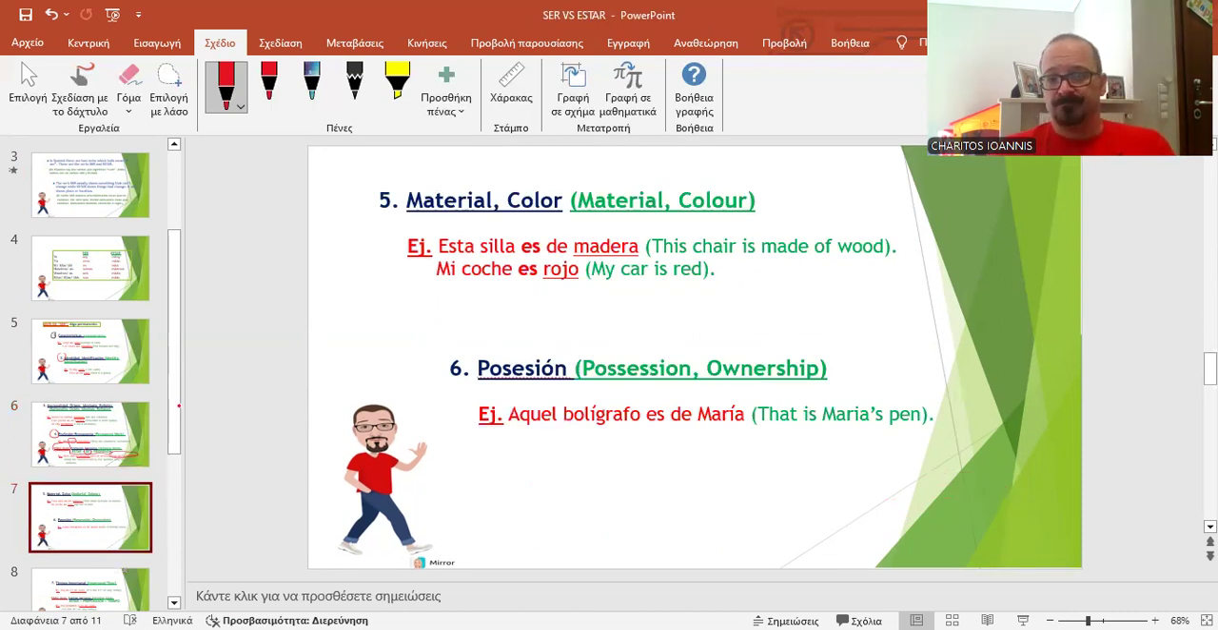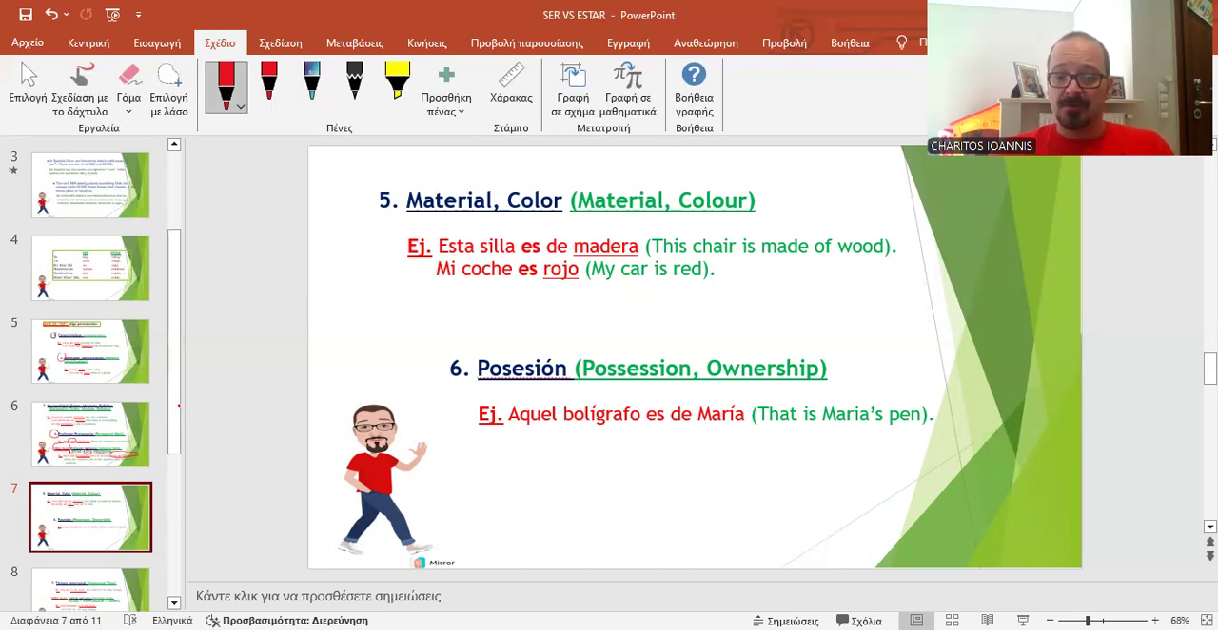Material, color. Esta silla es de madera. This chair is made of wood. I can't change wood into copper. I don't know, iron. I can't. Mi coche es rojo. My car is red. And don't tell me, yes, I can paint the car. I can do lots of things, but it can't change on its own. And in general, the color in Spanish is considered something permanent.